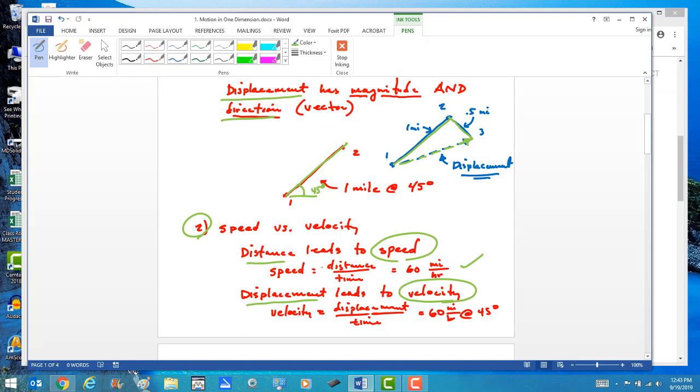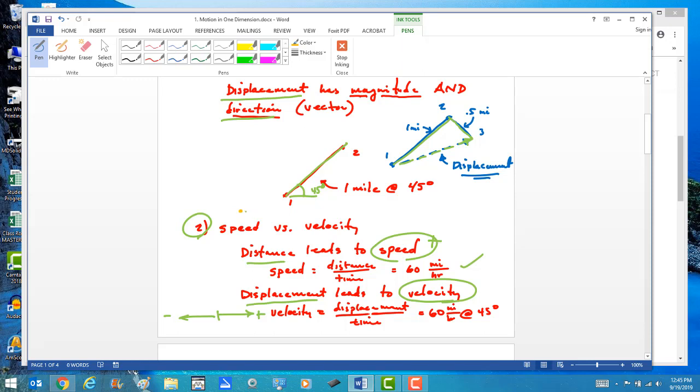Because I can have negative velocity. I can only have positive speed because distance is always positive. I went a mile this way and then I went 2 miles that way. Well, the distance is always positive, so the speed is always going to be positive. Whereas displacement can be negative. If I'm defining distance going to the right as positive and distance going to the left as negative, I can have a negative velocity.